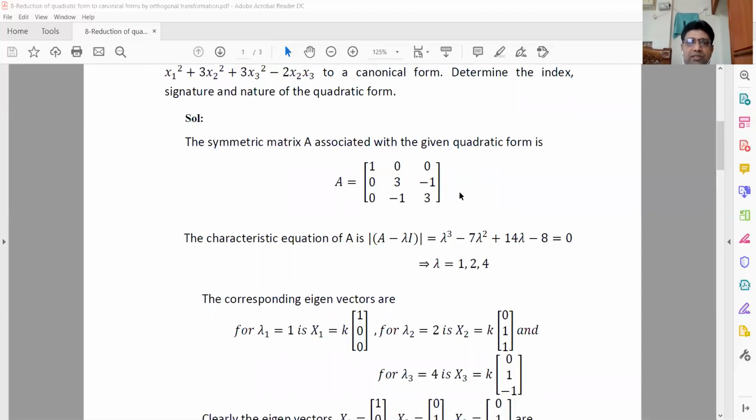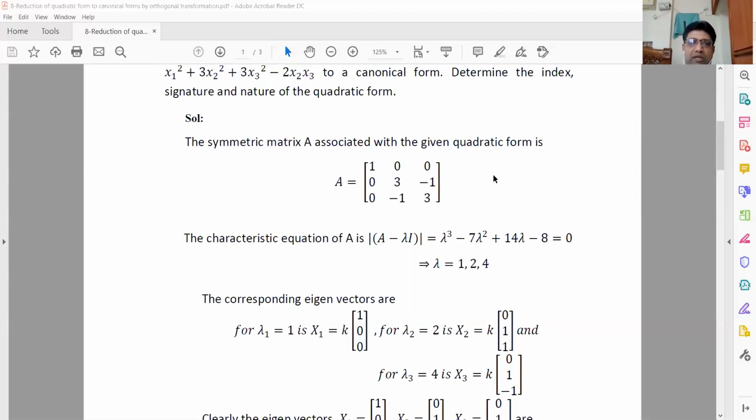Once you have the matrix, just ensure whether it is symmetric or not. So clearly, if you take its transpose, you are going to get once again the same matrix. Okay, so that's the first step, writing the symmetric matrix associated with the given quadratic form.